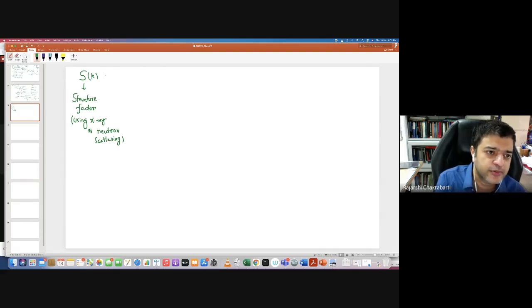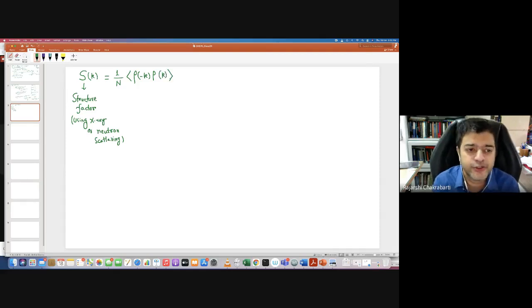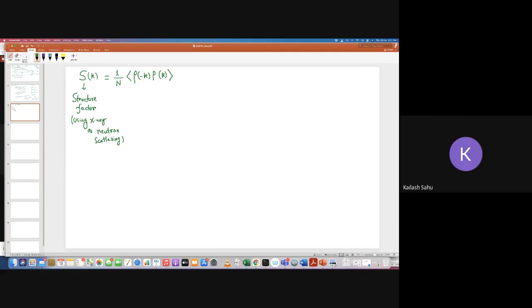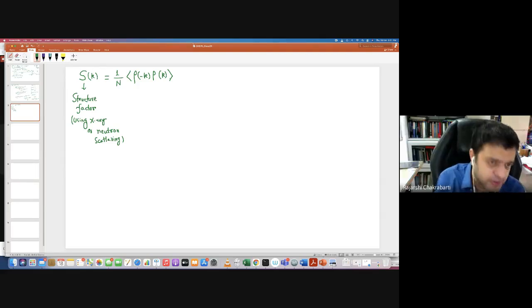And what is the definition of this structure factor? The structure factor is defined as 1 over N, the average of rho of minus k and rho of k, the density in Fourier space. This is the definition of your structure factor. How many of you have heard about X-ray, neutron scattering? You know that? Yes, you measure the structure factor.